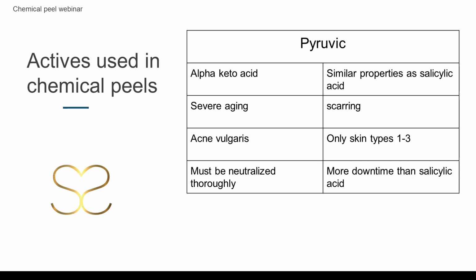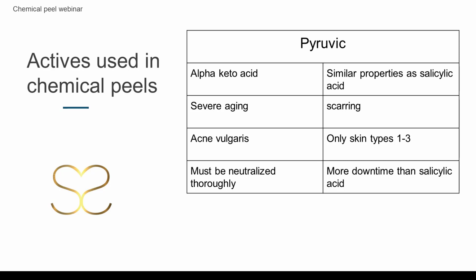Pyruvic acid is an alpha keto acid with similar lipophilic and keratolytic properties as salicylic acid. It is excellent for the treatment of acne vulgaris, but only in Fitzpatrick skin types 1 to 3, and should only be used on a thoroughly preconditioned skin, as the risk for deep penetration and post-inflammatory hyperpigmentation is big.